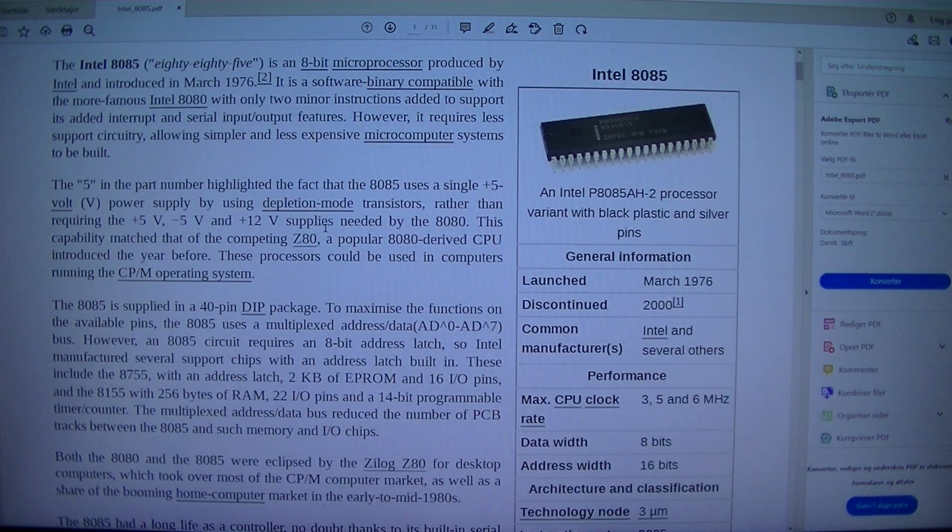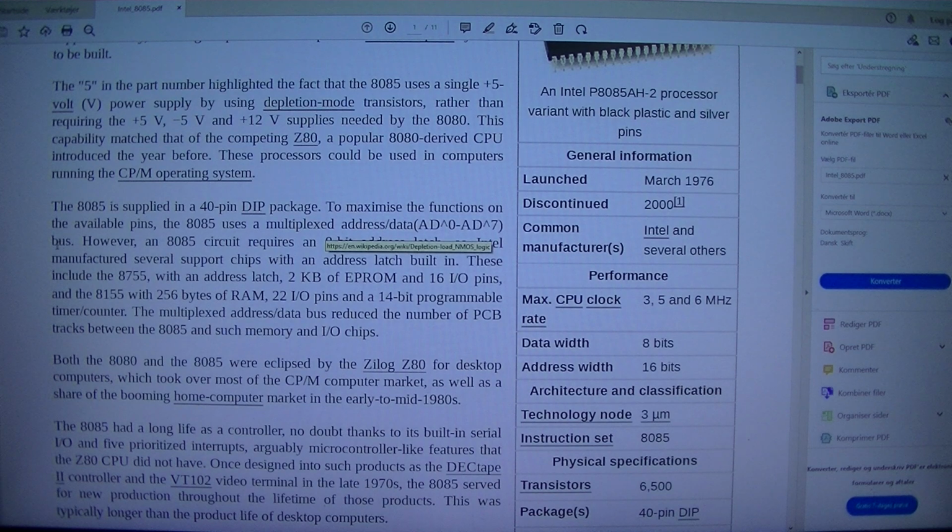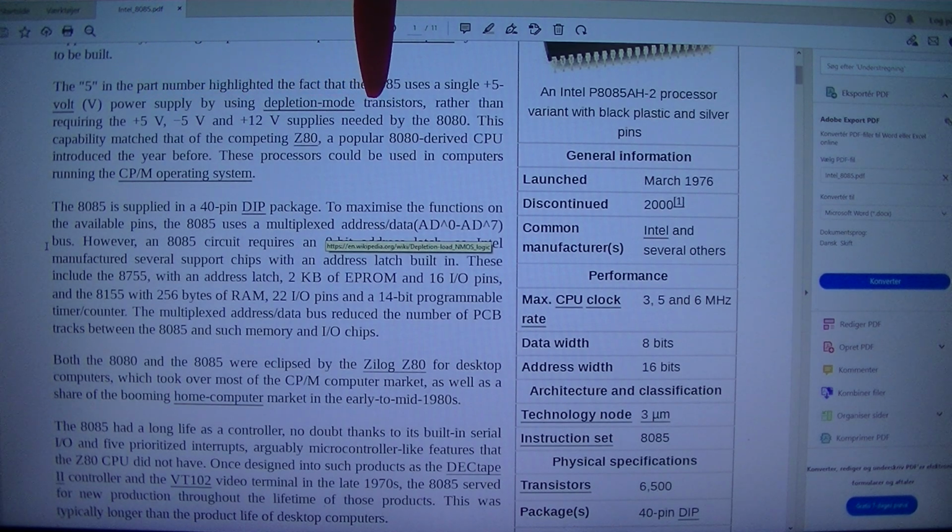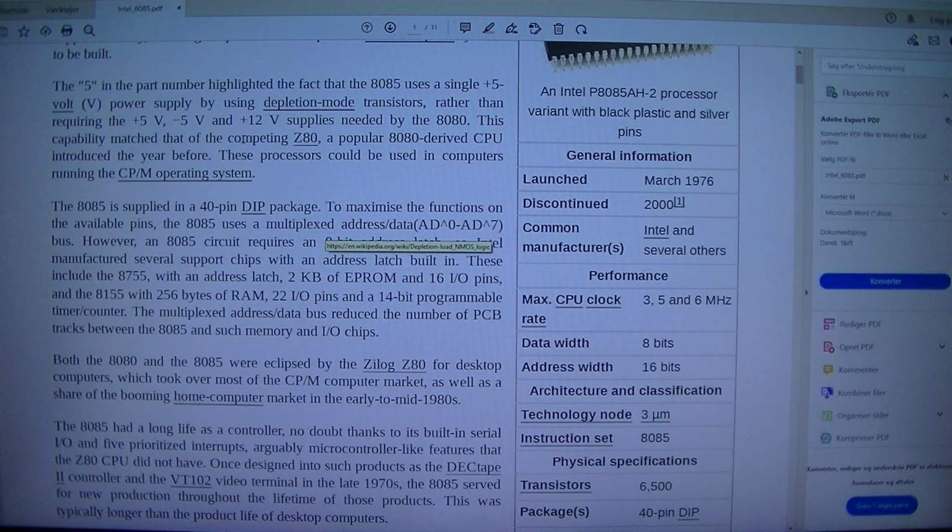The 5 in the part number highlighted the fact that the 8085 uses a single +5 volt power supply by using depletion mode transistors, rather than requiring the +5V, -5V and +12V supplies needed by the 8080. This capability matched that of the competing Z80, a popular 8080-derived CPU introduced the year before. These processors could be used in computers running the CP/M operating system.